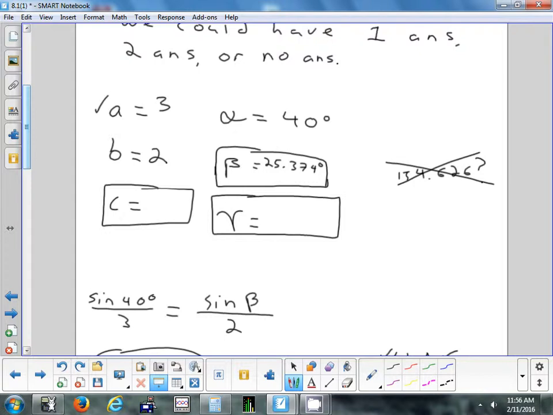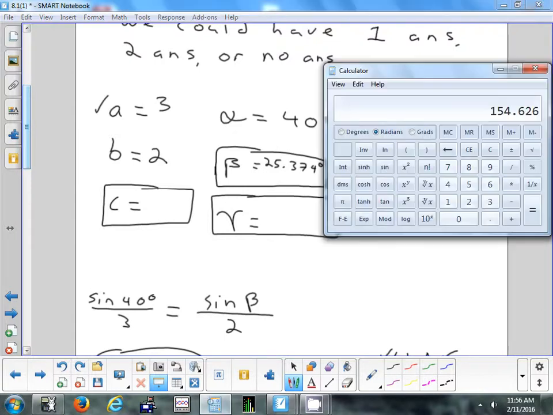If there was a second answer for beta, how many answers do you think you'd have for gamma? 2. And then for C, 2. So when there's a second answer, it's not harder, it's just longer. We have to do each calculation twice. Okay? But now that we know there's not a second answer, we can get gamma.